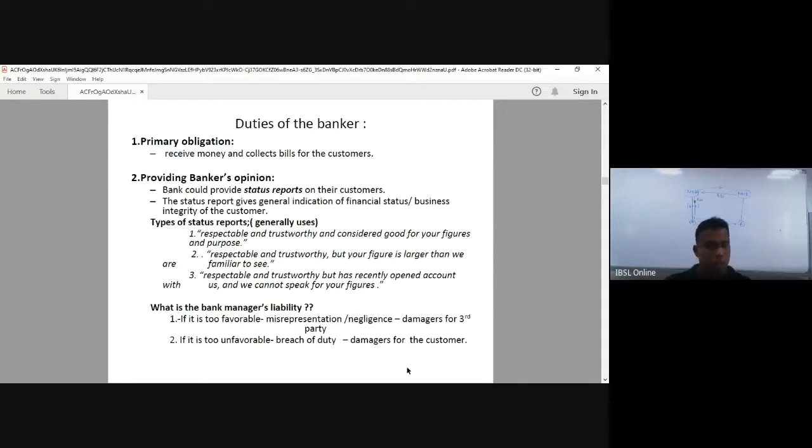So based on this opinion, Mr. A decided to invest 25 million in this business. Afterward he lost his money. Now what is the responsibility of the manager who provided the opinion? He is responsible to the third party, that is Mr. A, who can sue the HNB bank manager who provided the wrong, misleading, negligent opinion. So he can ask for damages.